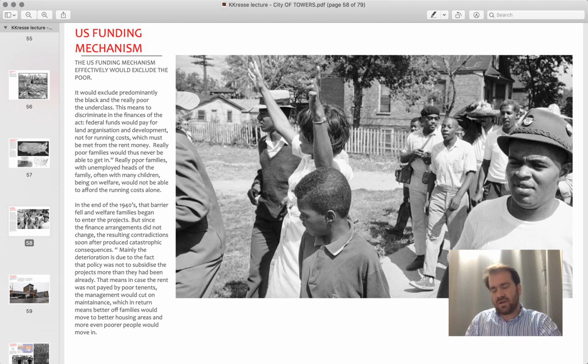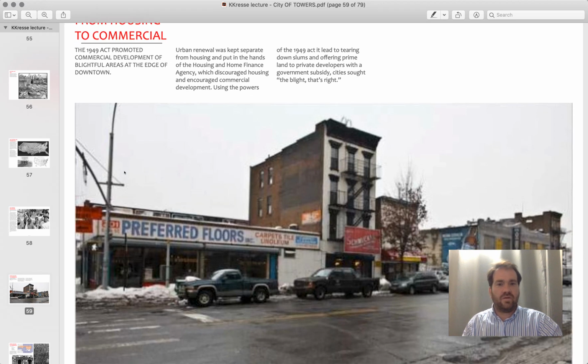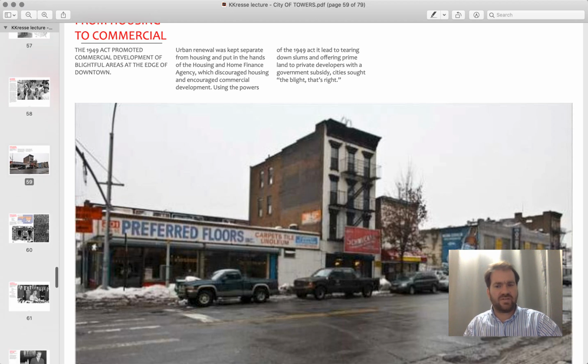Then on the one hand, you produce new houses and they are definitely in a better technical shape, but at the same time you also enforce a process of gentrification. This is another act. It also happened not only for housing but also for commercial development, but it's kind of the same scheme.